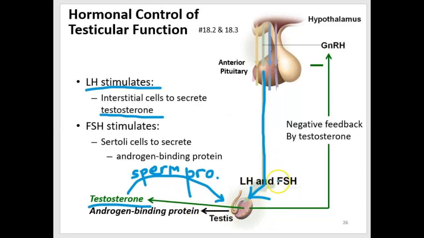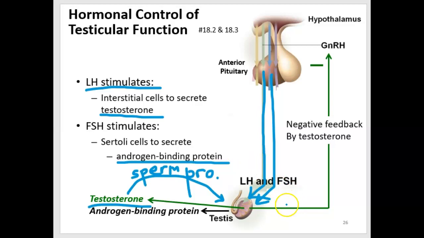The follicle stimulating hormone that comes from the anterior pituitary causes the Sertoli cells, which are in the seminiferous tubules, to make androgen binding protein. And that will keep the testosterone local, or at least at a certain level, and not allow it all to go out into the systemic circulation.